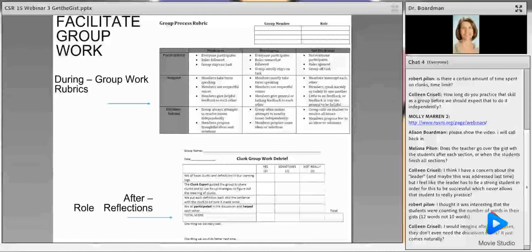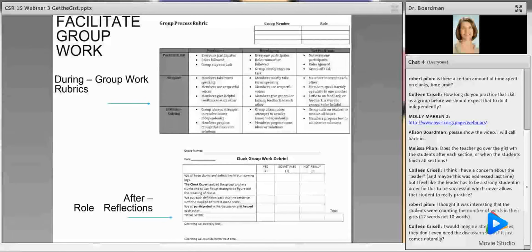On the bottom of the page is a role reflection, and that's something that the group can do after they have completed the CSR process. I happen to have put the CLUNK group work debrief on there, but there's one for GIST, there's one for leader, etc. So maybe on a certain day of CSR, you really want to focus on one role, one aspect of CSR. Let's say today it's the CLUNK expert, it could be the GIST expert. So at the end of the lesson, the group just spends a couple of minutes reflecting on how the process for that one strategy went.